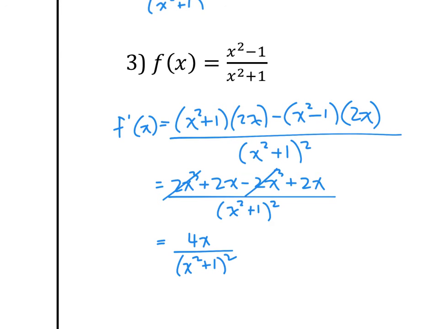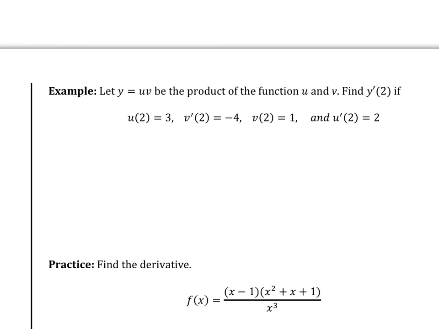All right, here is the answer for this question. Now that we're more familiar with product rule and quotient rule, let's apply it to something that's kind of more out there, I guess. So let y equal uv. That's the product of the functions u and v. Find y prime of 2 if, and then you have all these things.